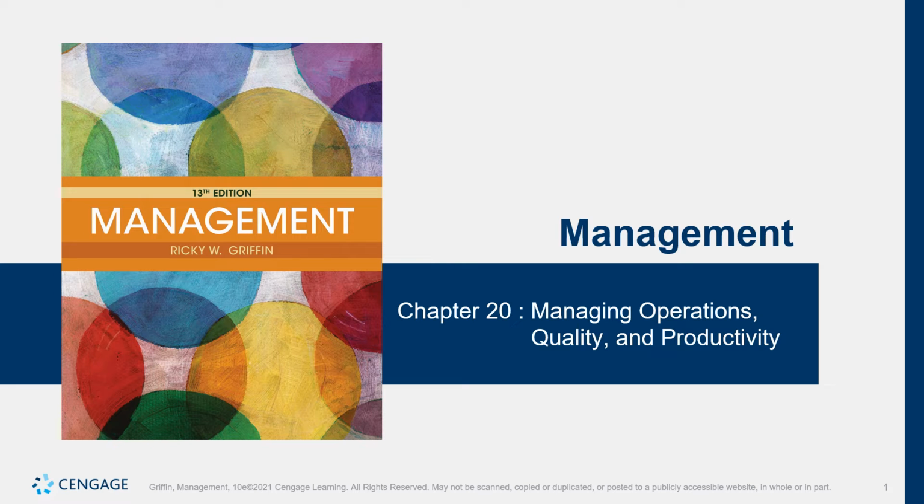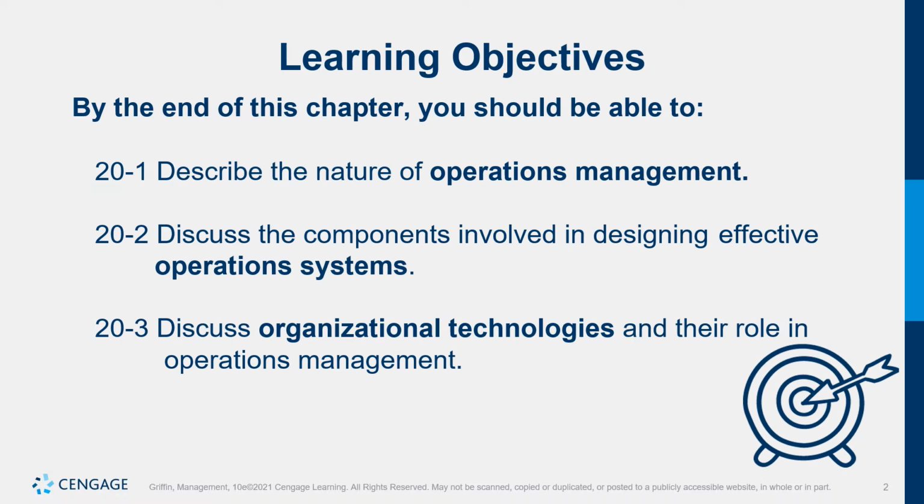The last chapter covered by our subject is Chapter 20, Managing Operations, Quality, and Productivity. These are the learning objectives. By the end of this chapter, you should be able to describe the nature of operations management, discuss the components involved in designing effective operations systems, discuss organizational technologies and their role in operations management.